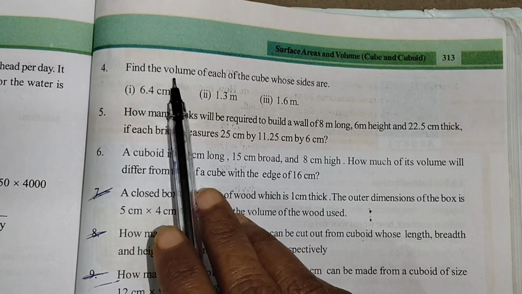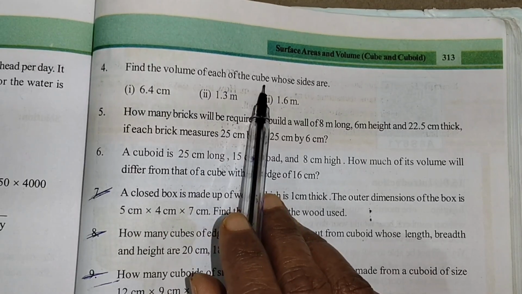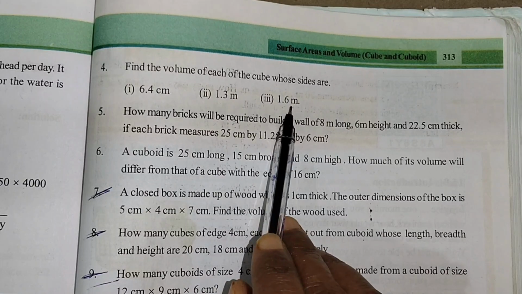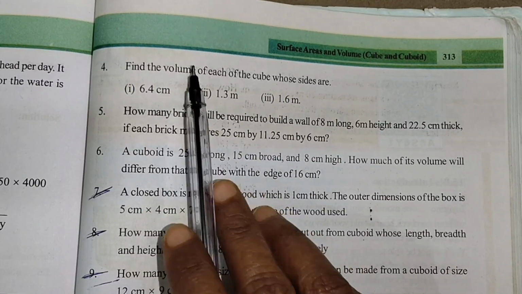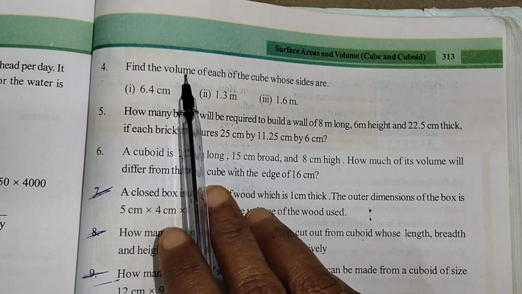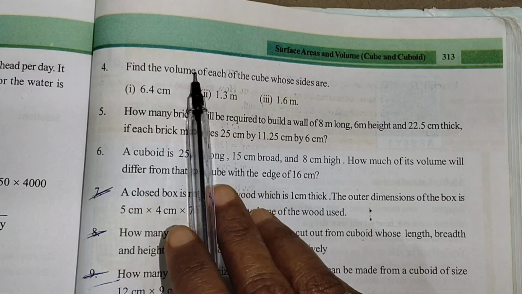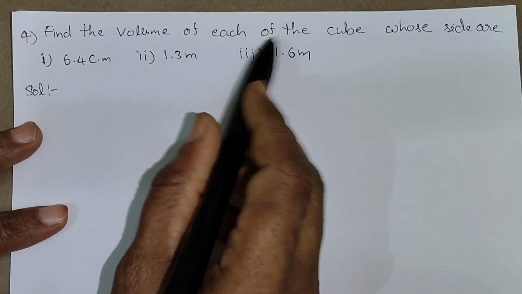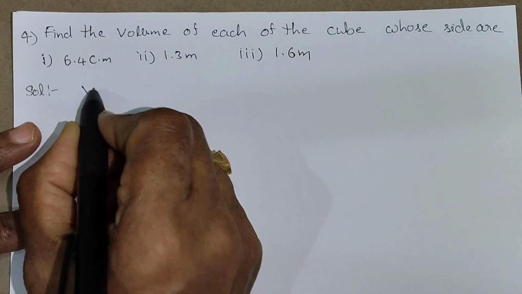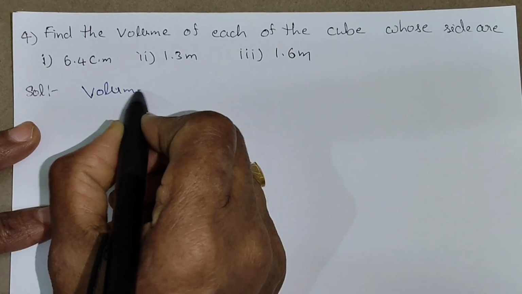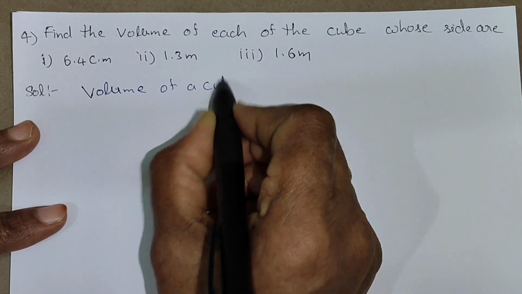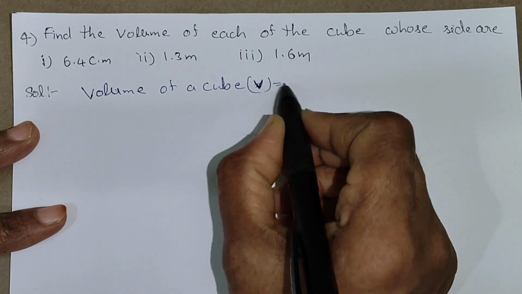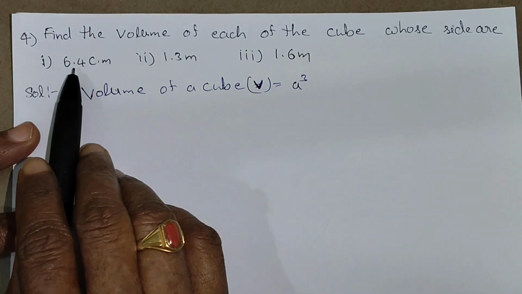Next, fourth question. Find the volume of each of the cubes whose sides are 6.4 centimeters, 1.3 meters and 1.6 meters. Here the side is given and we find the volume. The volume formula of a cube is V equals a cube, where a is the side.